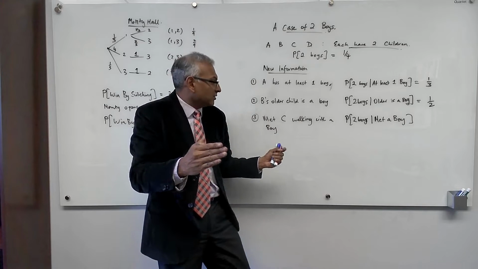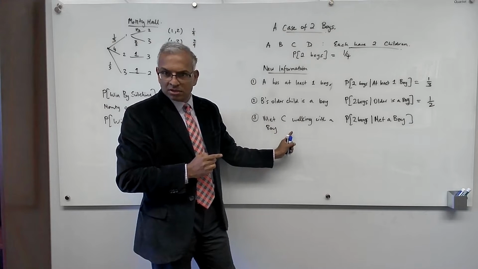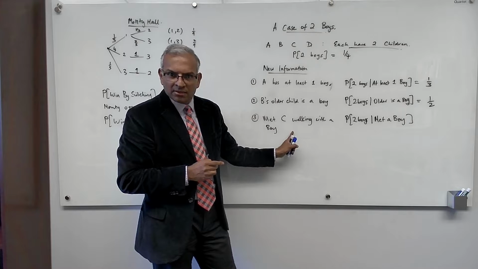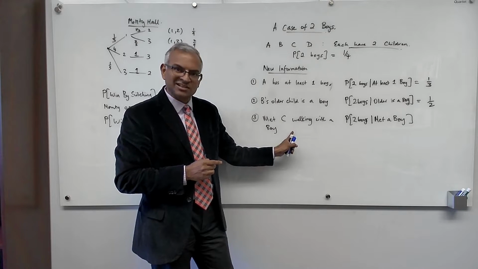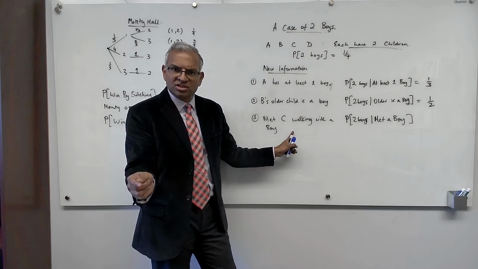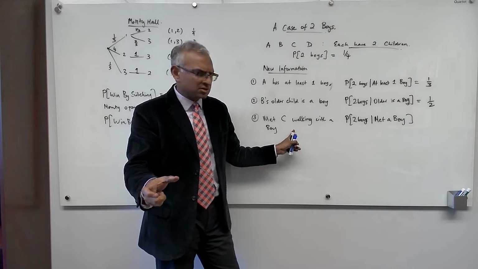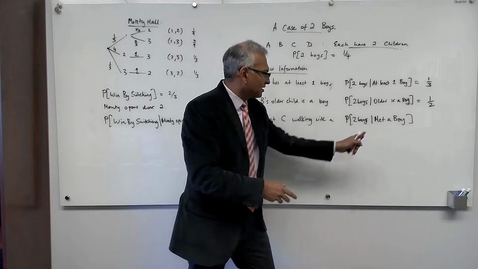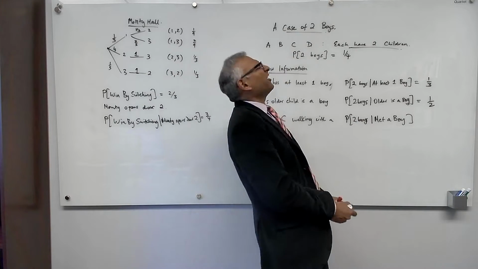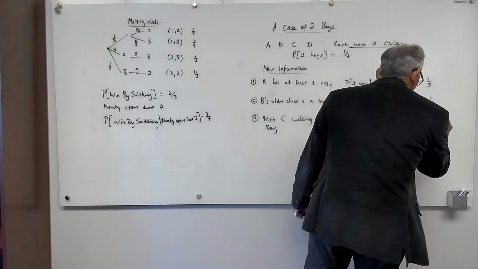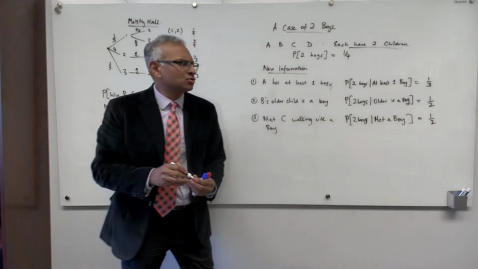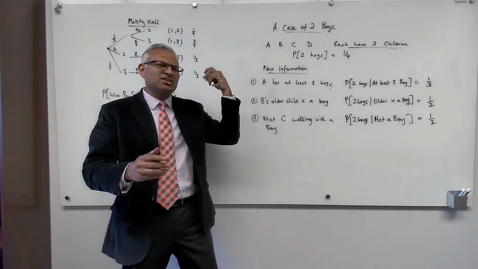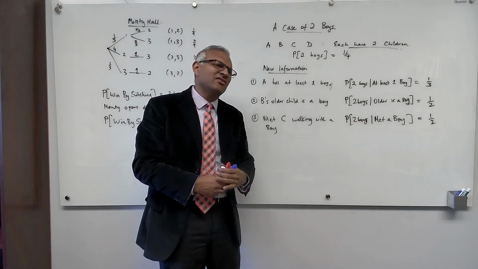So there are 4 scenarios now that are consistent with you met a boy while walking and encountering C on a walk. Okay. And of those 4 scenarios, 2 consist of 2 boys. So we might suspect that this is 2 over 4, which is a half. But the reasoning I gave for it is very subtle and complex.